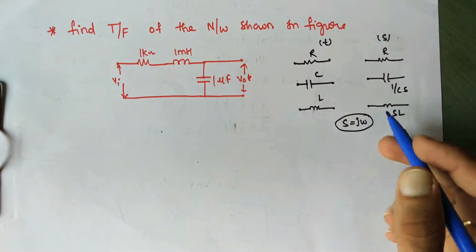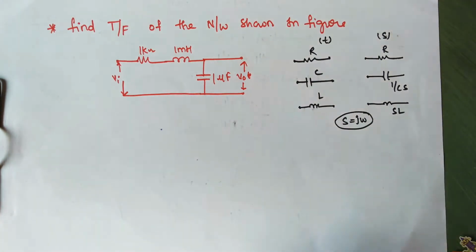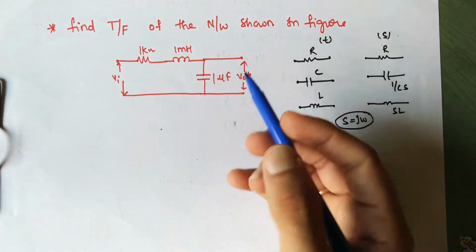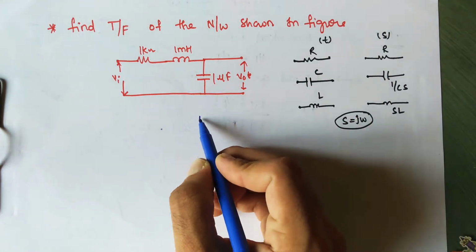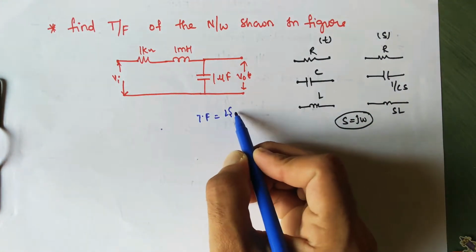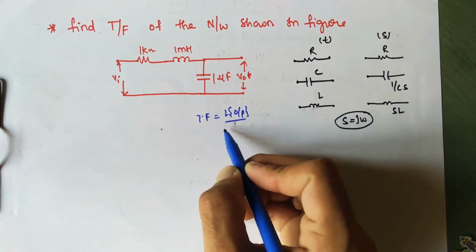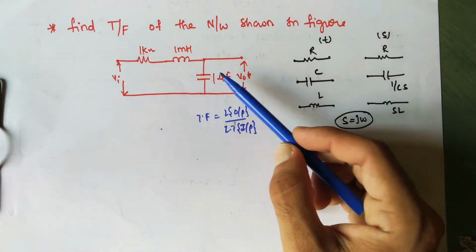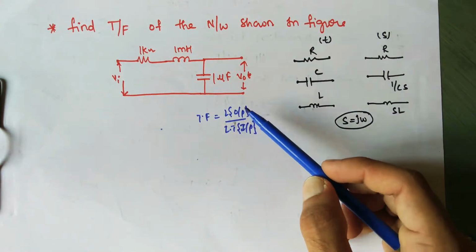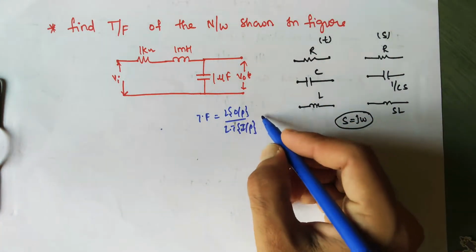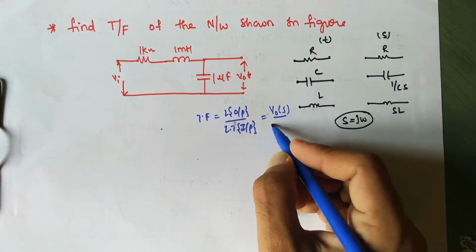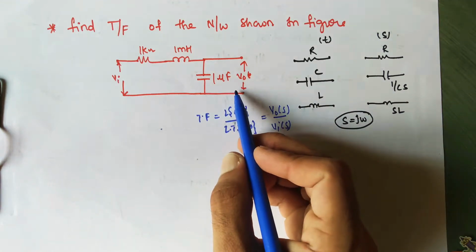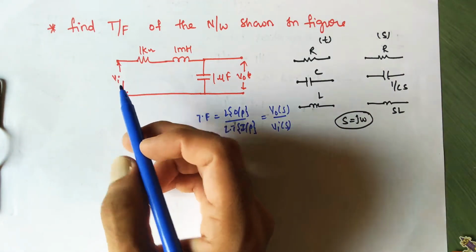To convert the transfer function of an electrical system, you have to convert each element into its S domain, and then you can write the transfer function as the Laplace transform of the output by the Laplace transform of the input. So if you first convert the elements into the S domain, then you can simply write the output by input in terms of S, that is V out of S by V in of S. Here the voltage across the capacitor is the output voltage, and here we are giving the input supply.